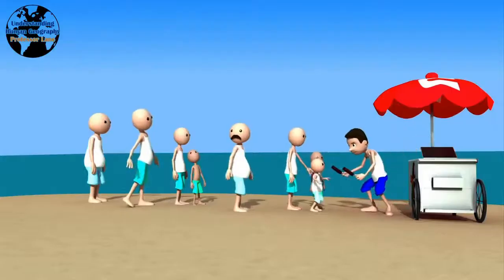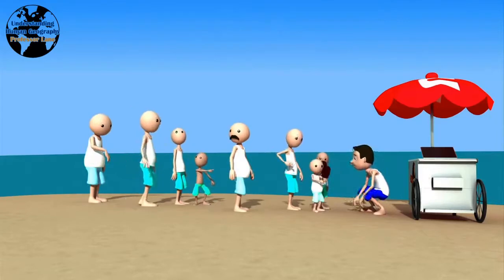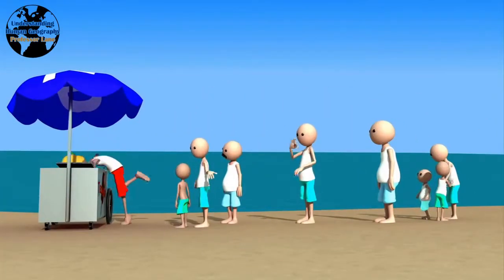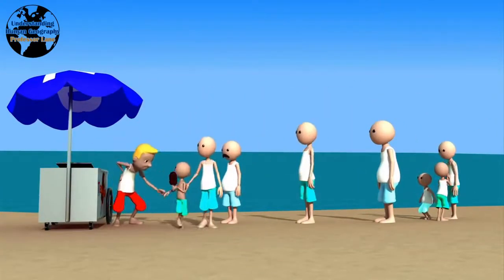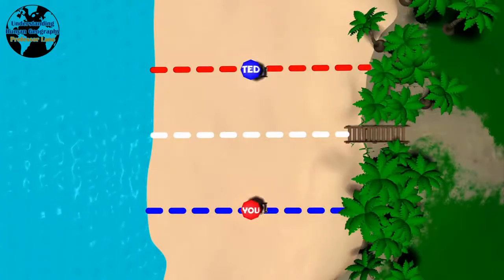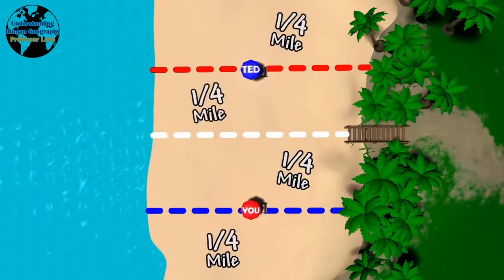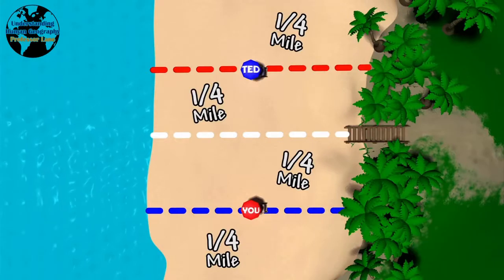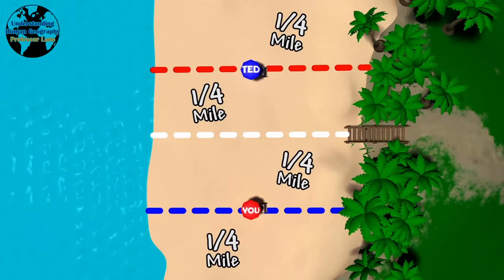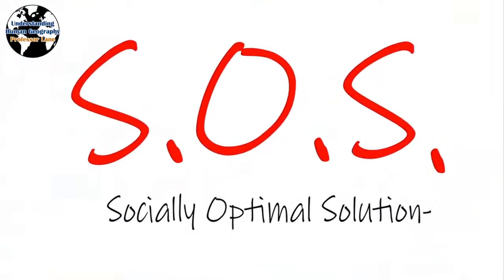With this agreement, everyone south of you buys ice cream from you. Everyone north of Teddy buys from him, and the 50% of beachgoers in between walk to the closest cart. No one walks more than a quarter of a mile, and both vendors sell to half of the beachgoers. Game theorists consider this a socially optimal solution. It minimizes the maximum number of steps any visitor must take in order to reach an ice cream cart.